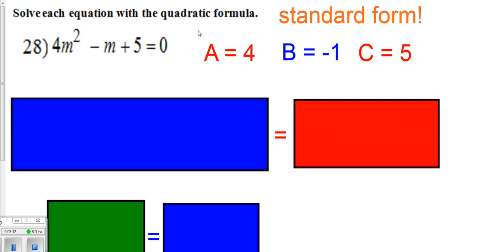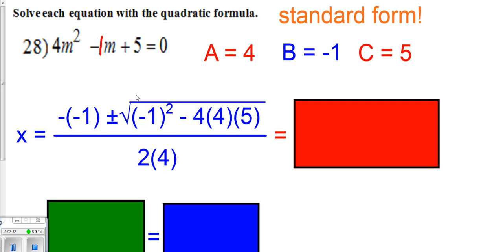Let's look at 28. Again, make sure every single time you do the quadratic formula that it is in standard form. This one already is. A equals 4, b equals negative 1. Remember, there's kind of a hidden 1 in front of this m, so negative 1. And then c is this positive 5. So we just plug all of that into our quadratic formula.